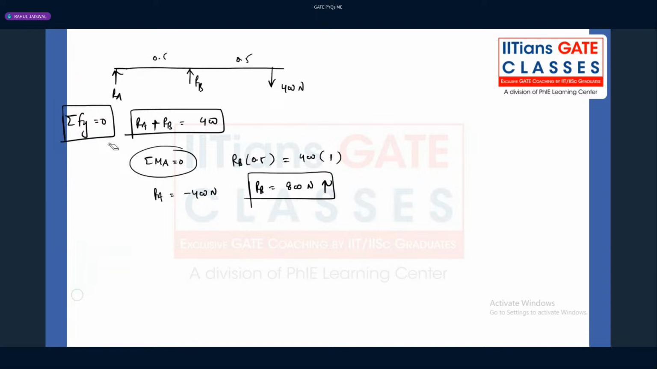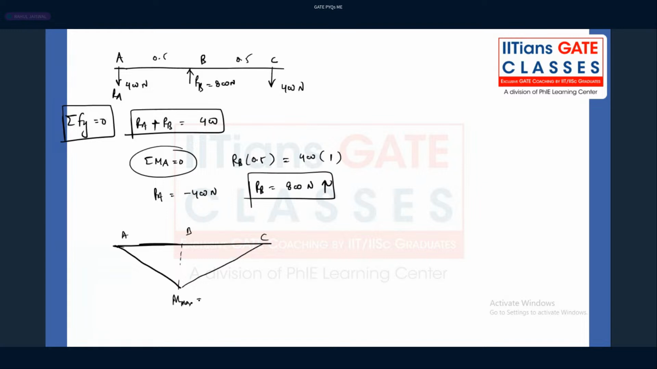So what should I do, guys? I should be reversing my directions like this. Now try to calculate the bending moment. At point A it will be 0, at point C it will be 0. What is the maximum bending moment? The maximum bending moment will be at point B like this. What is the maximum bending moment, guys? 400 into 0.5, which is nothing but 200 Newton meter.